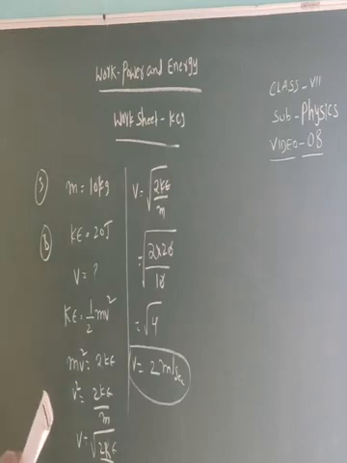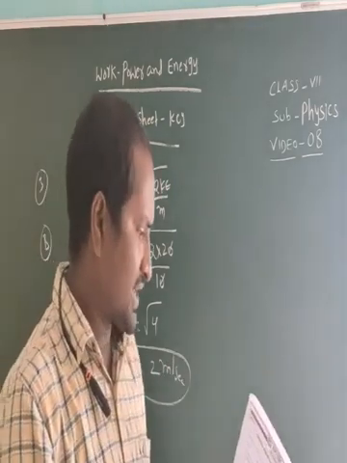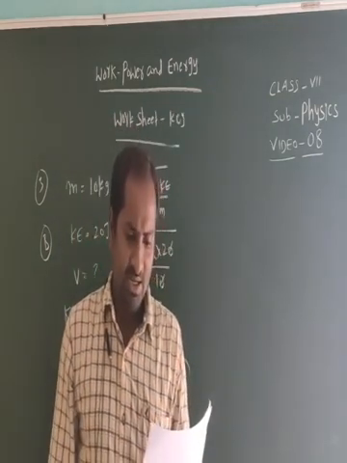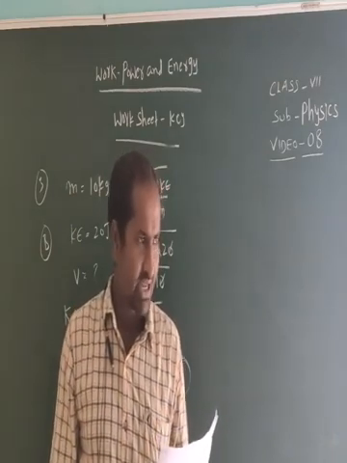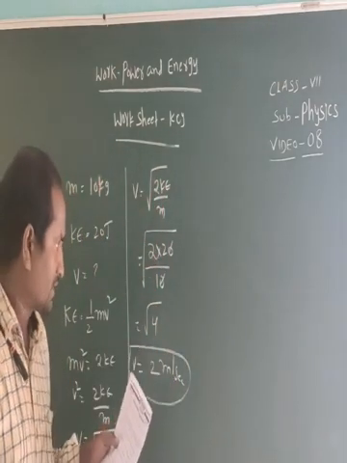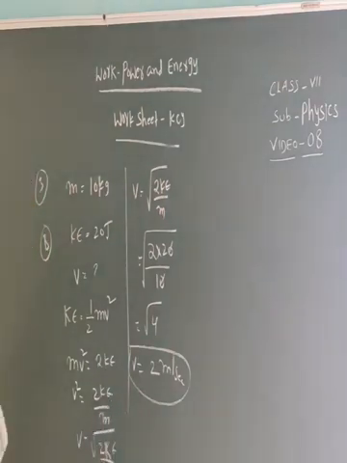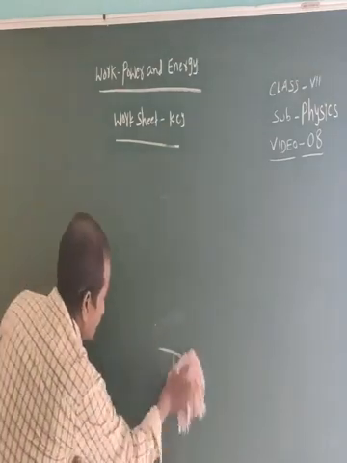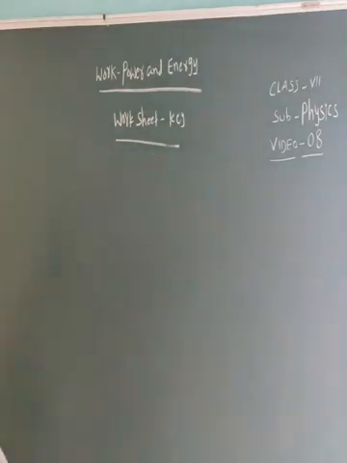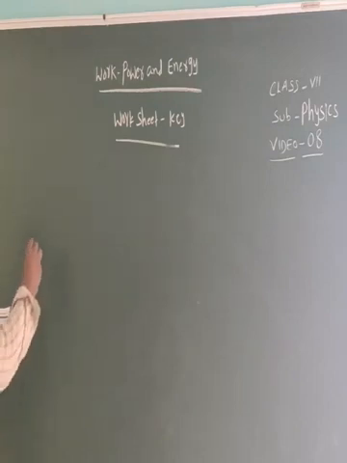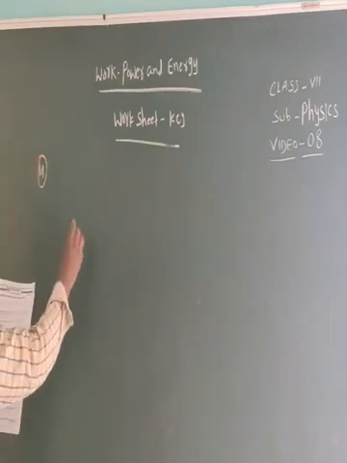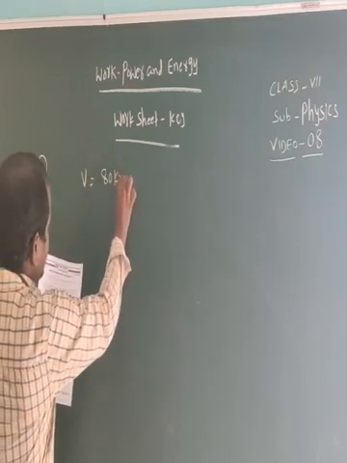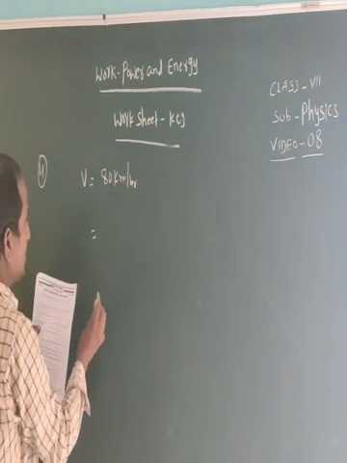Okay, next one. A vehicle is moving with a velocity of 80 km per hour. Calculate the kinetic energy if the mass of the vehicle is 1000 kg. So question number 4. Here velocity is given in kilometer per hour, and the value must be changed into meter per second. V equal to 80 kilometer per hour. This value changes into meter per second.